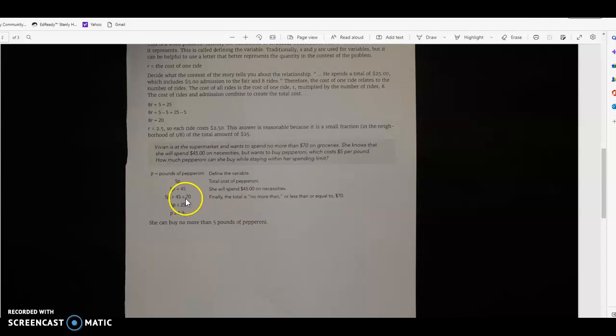So in this example, we had an inequality. The key phrase is no more than, or less than or equal to, $70, so we could use this particular symbol. So be very careful when you're doing inequalities, whether or not you need to have the equal sign under the symbol or not.